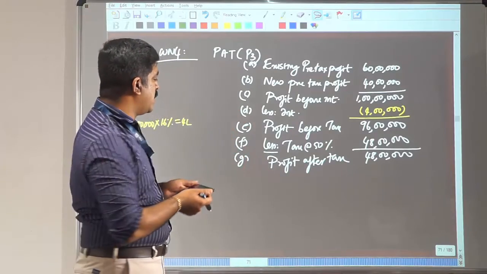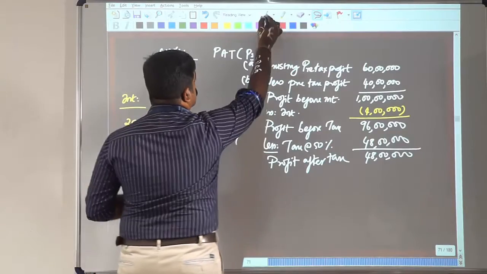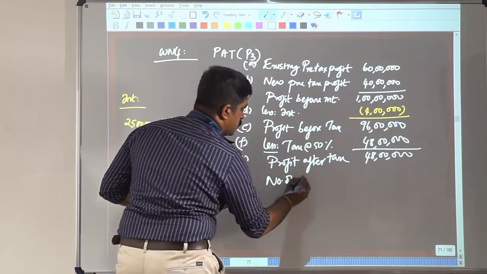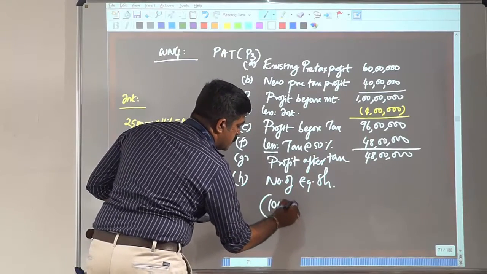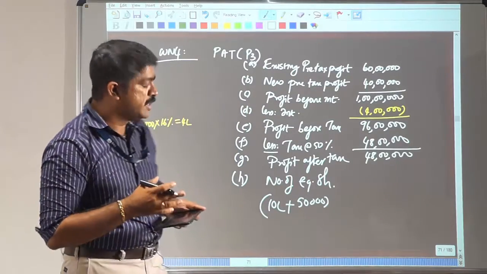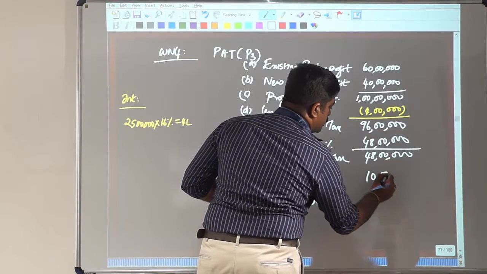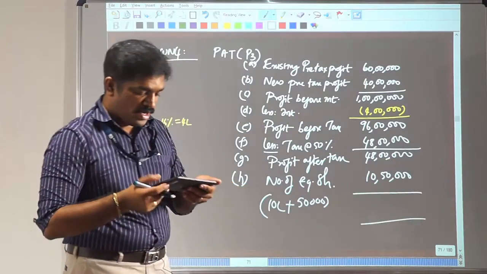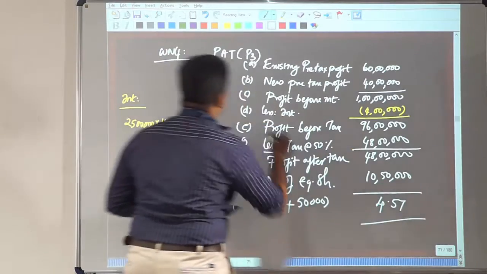Now from this 48 lakh, I have to divide by the number of shares, item H, number of equity shares. And we know that already they have 10 lakh plus they have to issue 50,000 shares, and we have already calculated in working note 1 that the number of shares is going to be 10 lakh 50,000. So 48 lakh divided by 10 lakh 50,000 would work out to 4.57. So this is going to be the EPS.